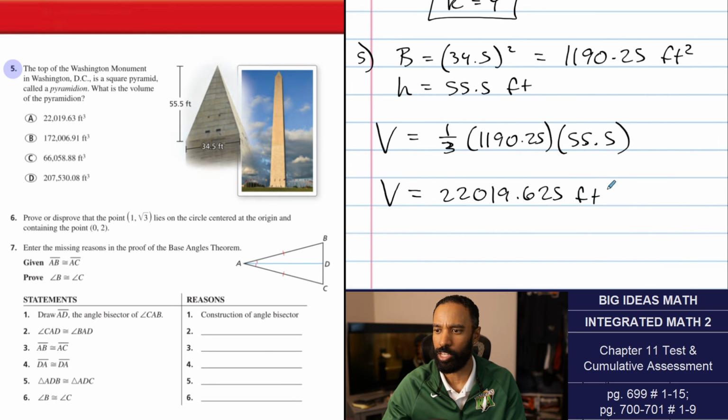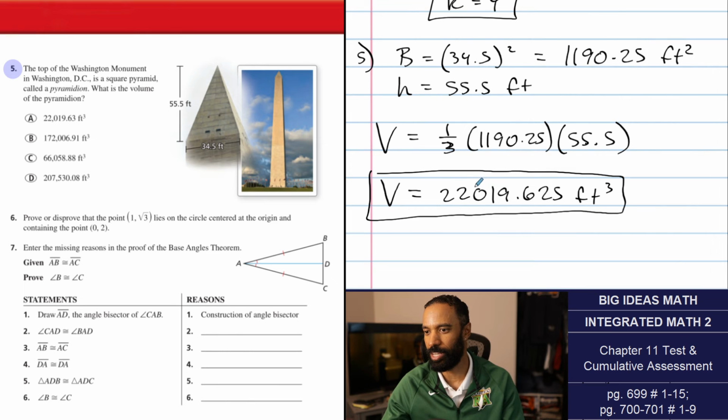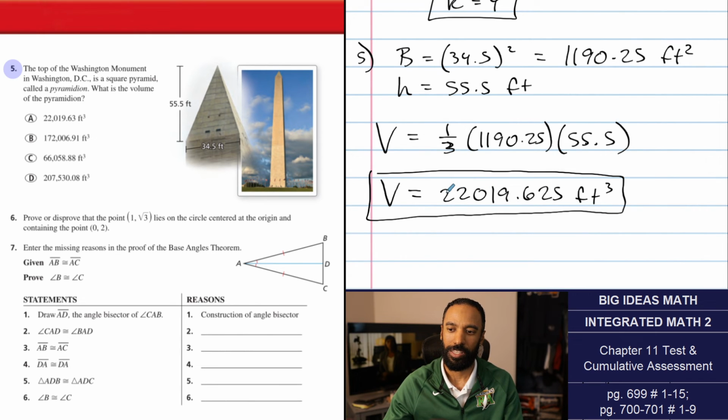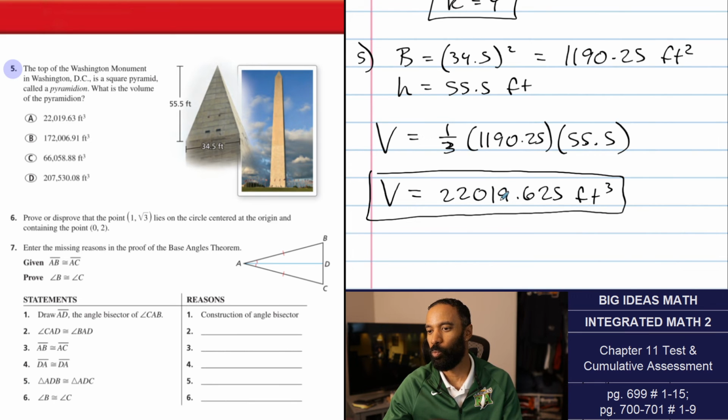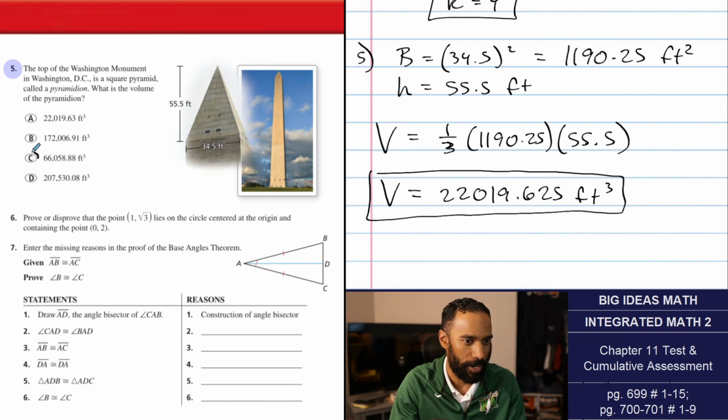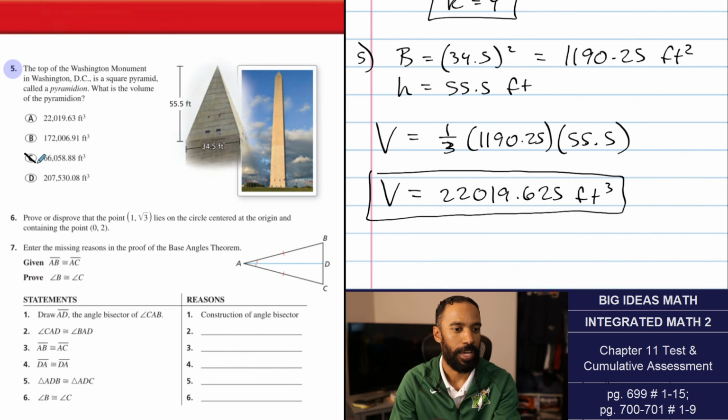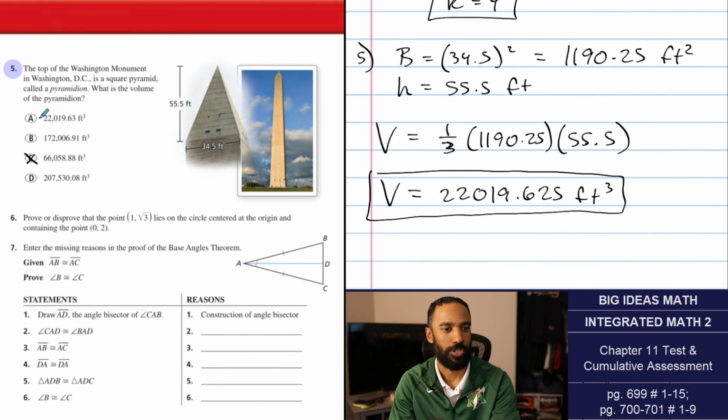22019.625 cubic feet is what I'm getting out of this thing. I'll see if that's one of the answers. So I'm guessing there's probably an answer here as well. That's probably like times 3, 660, whatever, 559 or something like that. This one, right? That's wrong. But that's the one if you don't take 1/3 of it. So it's going to be this one here. I didn't round, but it's going to be that one there.